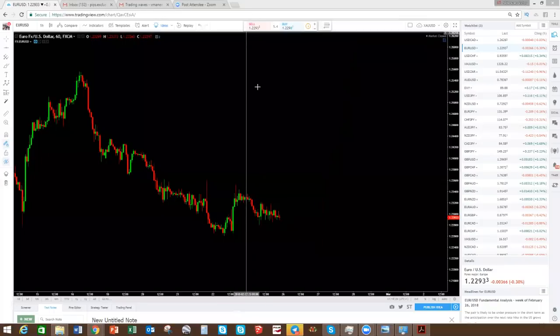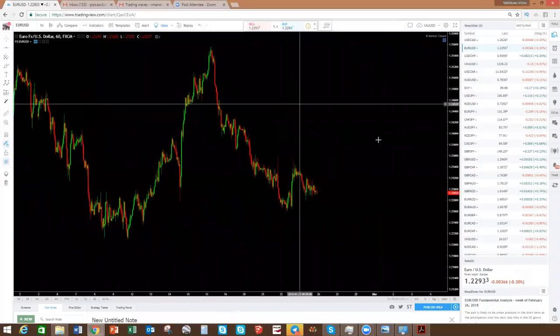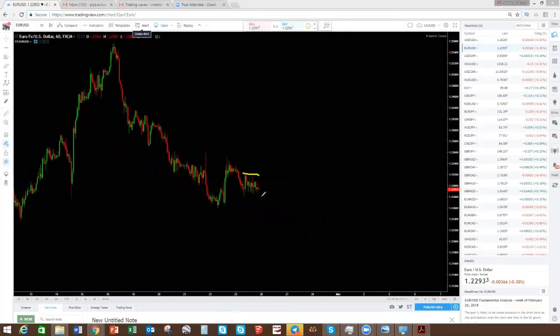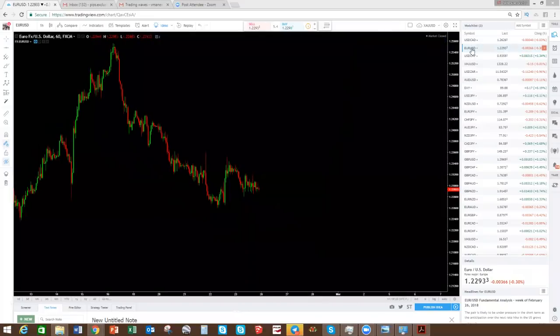Good. So that's what we're looking at on Euro US dollar. Very interesting setup here. So don't miss this one, because it may be the one that actually goes all the way. Right, so let's carry on with the rest of the pairs.